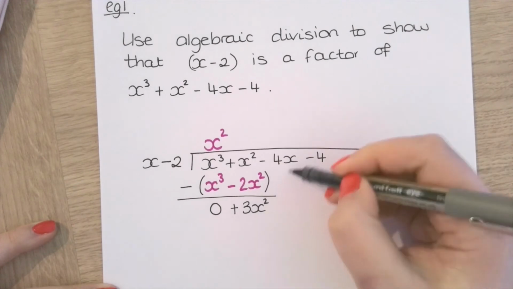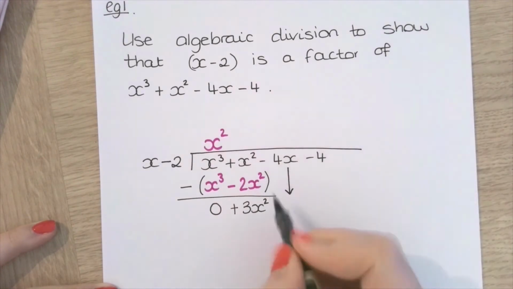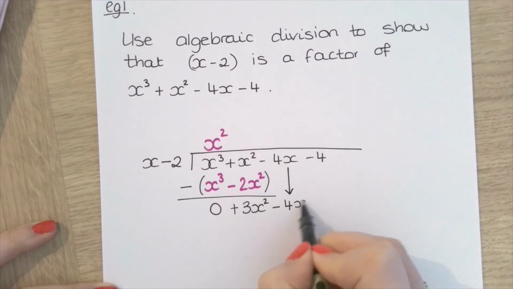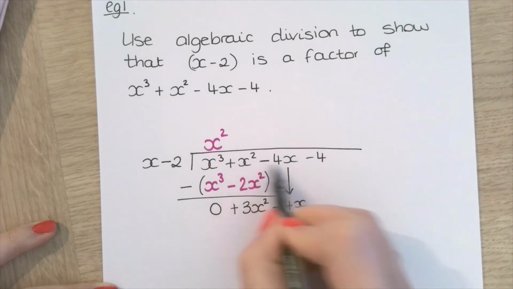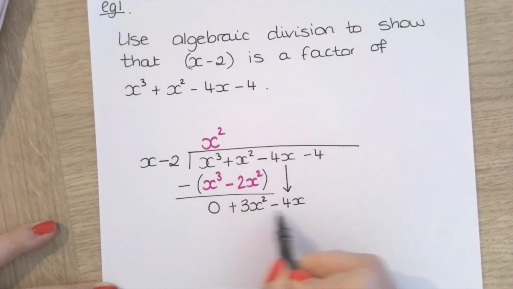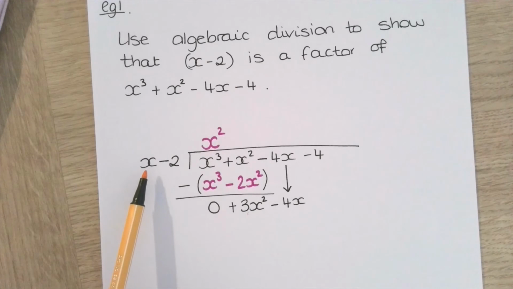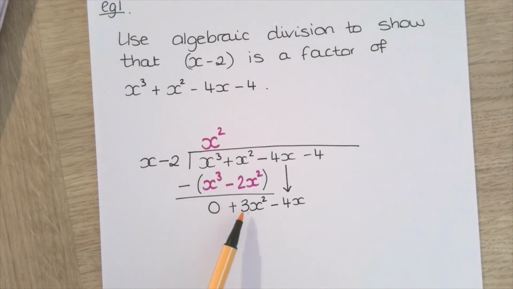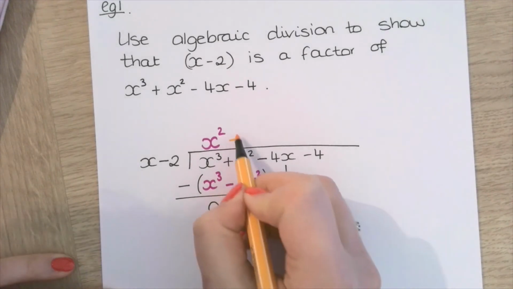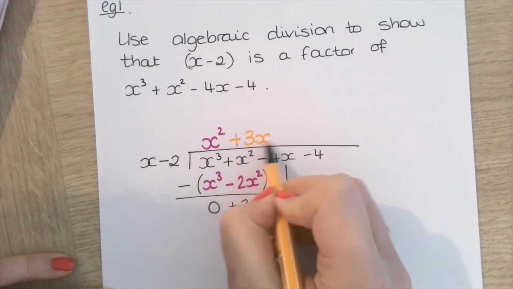Once I've got to this stage, I'm just going to bring this minus 4x down, because there's minus 4x here. I'm just going to bring that down to be on level with that 3x squared that I've just found. I'm now going to see what 3x squared divided by x is going to be, or what do I times x by to get me 3x squared. And that is going to be add 3x.